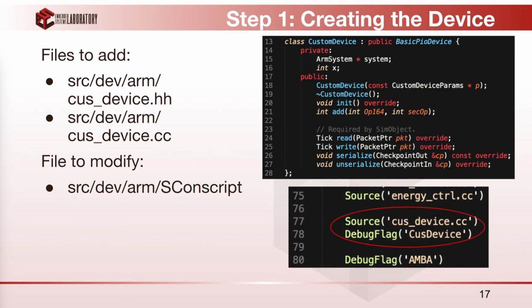To ensure that the device is built into our system, we also need to add the implementation file to the list of sources in the SConscript. This will tell the build system to compile the custom device along with everything else. You will also see here that I added a debug flag for the custom device. If you are aware of gem5's debugging utilities, this is where you add that flag. If not, I would be happy to discuss and go over it during the Q&A.